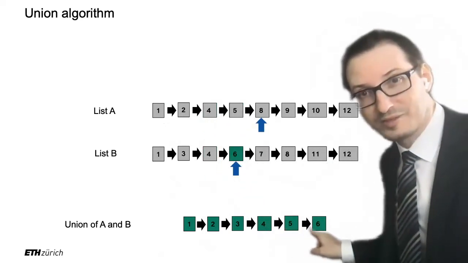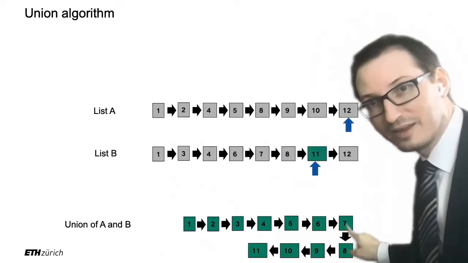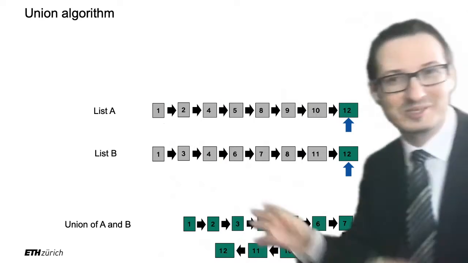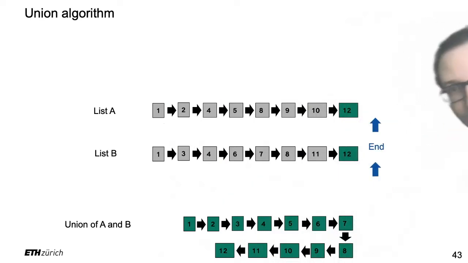Four, five, six, seven, eight, nine, 10, 11. Oh yeah, we ran out of room here. Yeah, unions can take a lot of space. And there we go, we are done.